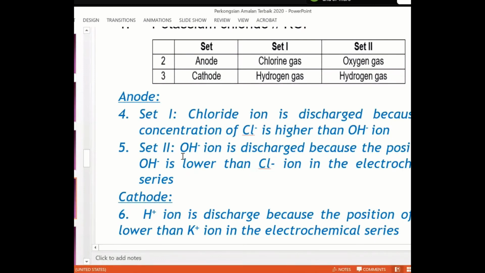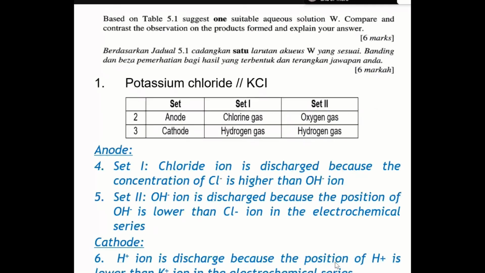So for set two, why? Because hydroxide ion is discharged. This time the reason is because the position of OH minus is lower than Cl minus in the electrochemical series. So you must mention the electrochemical series in detail. Then how about the cathode? For the cathode, if you write down the formula ion, it doesn't matter. You will tell me that H positive is discharged because the position of H positive is lower than K positive in the electrochemical series. Without the word ion or not, it's okay.